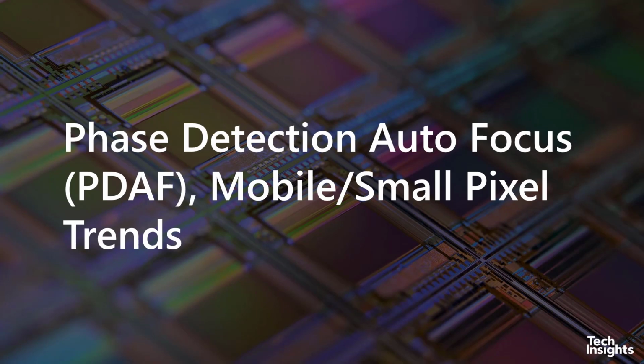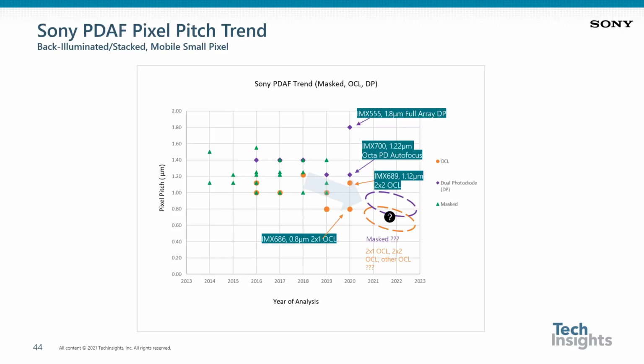Now let's look at phase detection autofocus, or PDAF. The pixel pitch trend versus year of analysis for Sony is shown here. As we said, all three technologies are in use by Sony. Recently, for 2020, Sony has introduced the Octa PDAF in the IMX700 with a 1.2 micron pixel pitch. The Octa PDAF is, of course, a dual photodiode PDAF method.